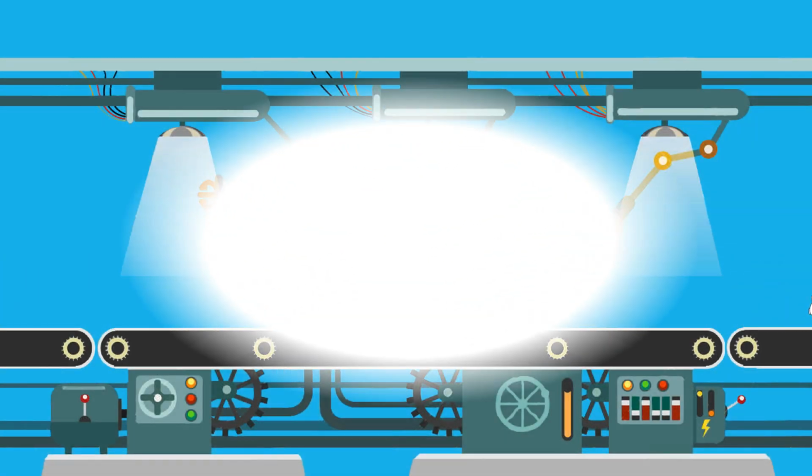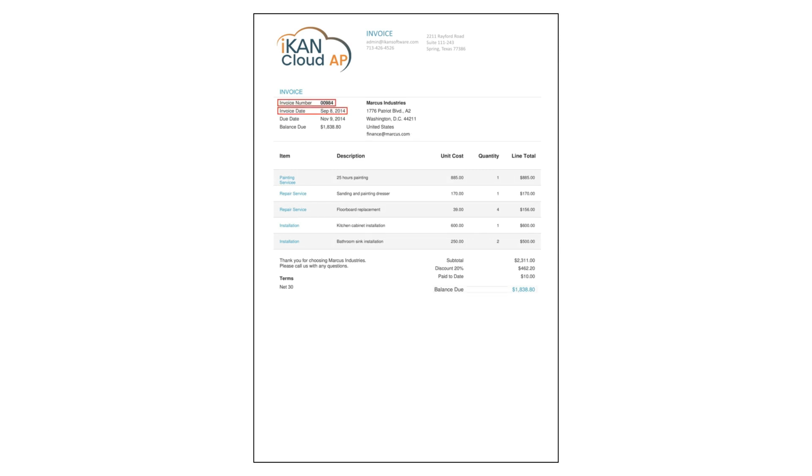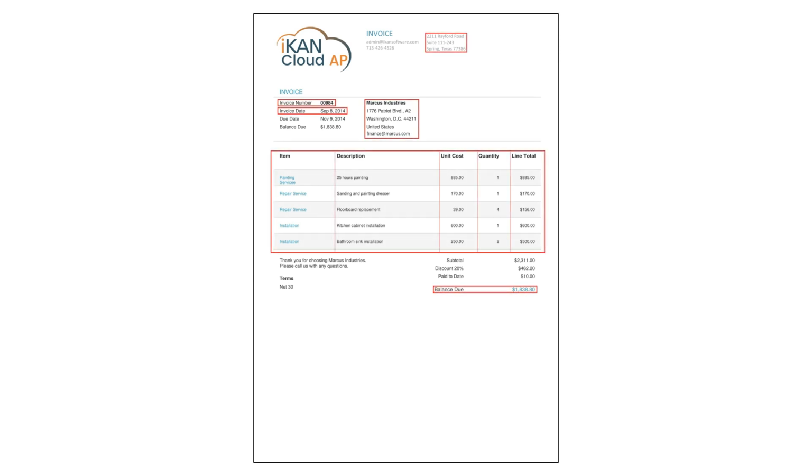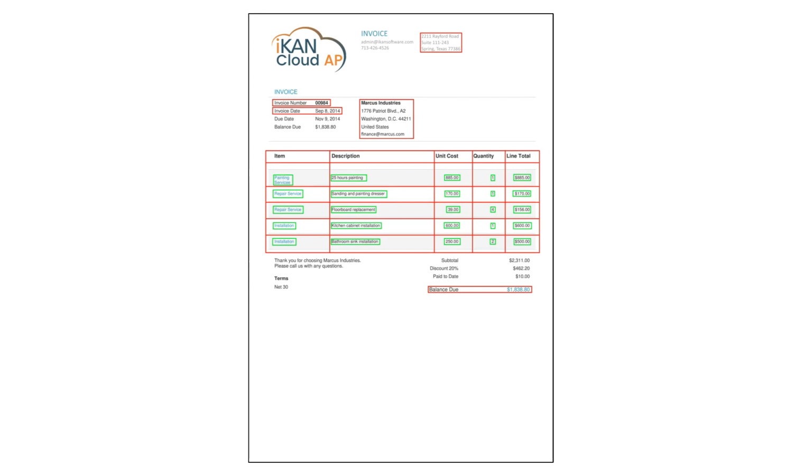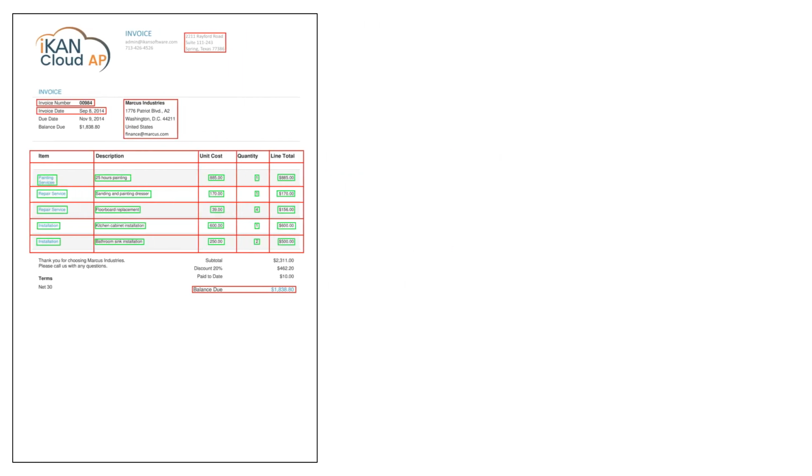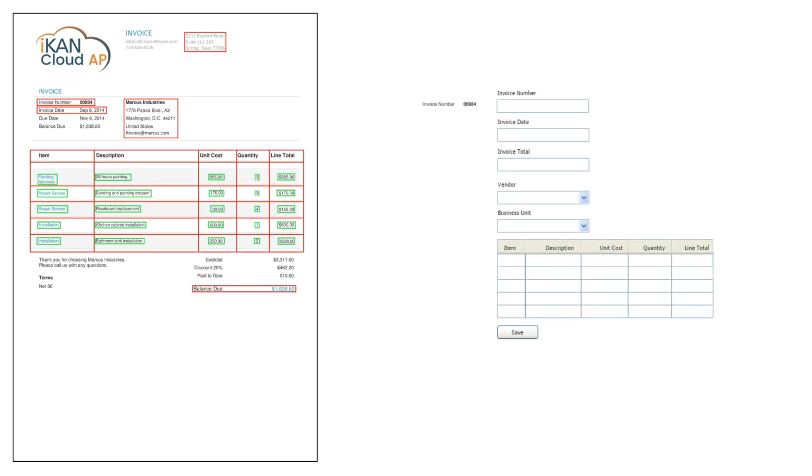The next process is data capture. This is where the system dynamically locates each piece of required data. The data is read using industry-leading OCR technology. Data capture includes the invoice number, the invoice date, the total, and if it's an advanced system, the line items and the purchase order number.